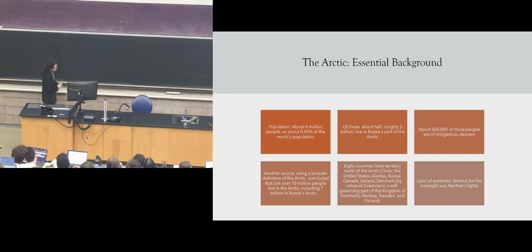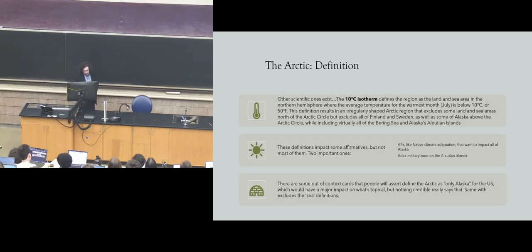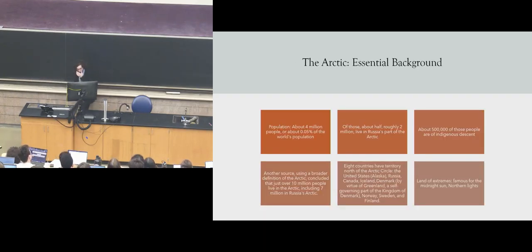Okay, so the Arctic has about 4 million people who live there. It is roughly half of 1% of the world's population. It is roughly half Russia in terms of population, and about a quarter of all people in the Arctic in any country are of indigenous descent: Inuit, Eskimo, Chukchi, Native Siberian.